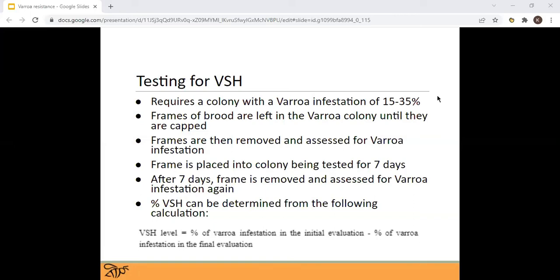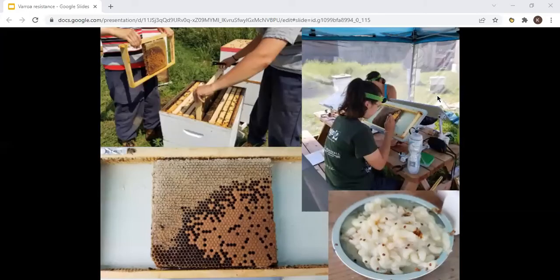You're then going to take that frame and place it in the colony that you want to test for VSH and leave it there for 1 week, so you're leaving it in for 7 days. After that 7-day period, you're going to come back and count the Varroa infestation again. You uncap 50 to 100 cells per side of the frame again and assess the percent of cells that are infested with Varroa mites. Then you can get the percent VSH of a colony by determining the difference between those two levels. Here are a few photos showing you that whole process.